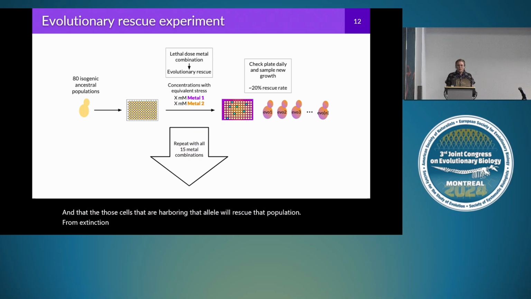So in deep 96 well plates, I inoculated 80 wells with clonal populations of an isogenic strain and exposed them to lethal doses of the 15 different metal combinations. And over the course of 2 weeks, I checked the plates every day to look for growth, and right when I saw the growth, I would sample it to catch those large effect first step mutations.